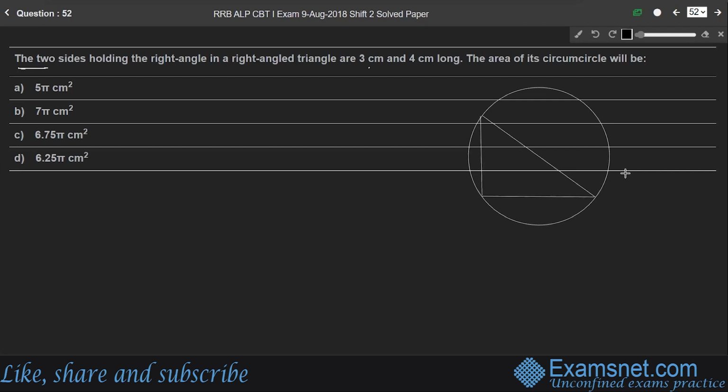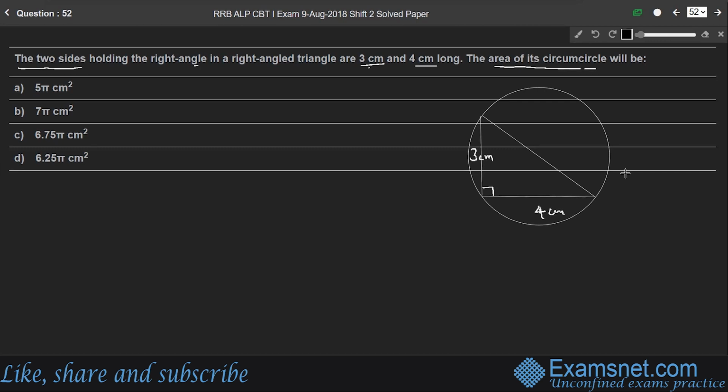Question 52. The two sides holding the right angle in a right angle triangle are 3 centimeter and 4 centimeter long. The area of its circumcircle will be. So here is a right angle triangle. Two sides of which hold the right angle. So right angle is formed here, right? So the two sides of the right angle are 3 centimeter and 4 centimeter, right?